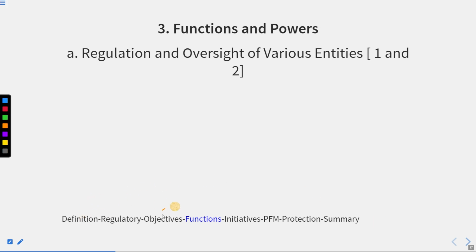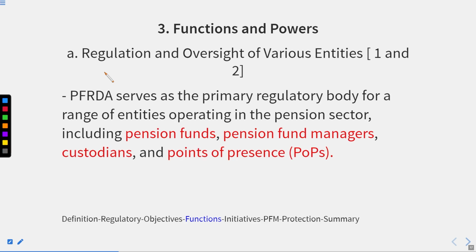The first is functions and powers. The first function is regulation and oversight of various entities. What do we mean by it? Let's start. PFRDA serves as the primary regulatory body for a range of entities operating in the pension sector, including pension funds, managers, custodians, points of presence.